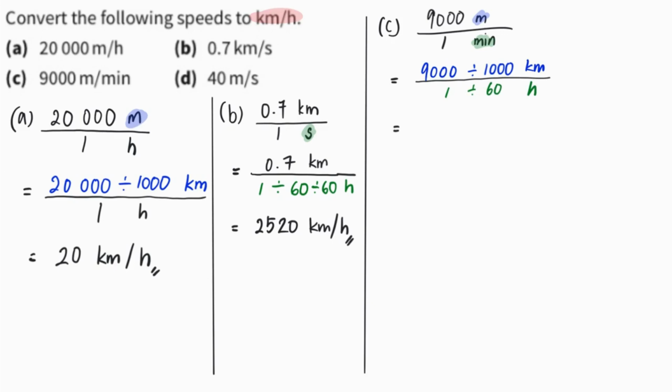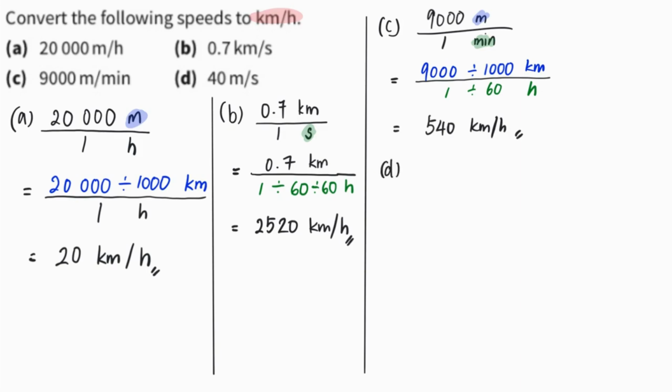And in your calculator, just need to key in correctly in the fraction. The numerator is 9,000 divided by 1,000. The denominator is 1 divided by 60. And you will get the following: 540 kilometer per hour.